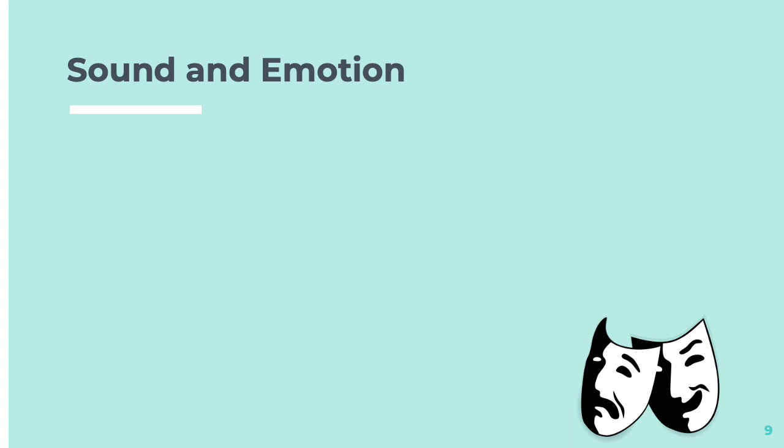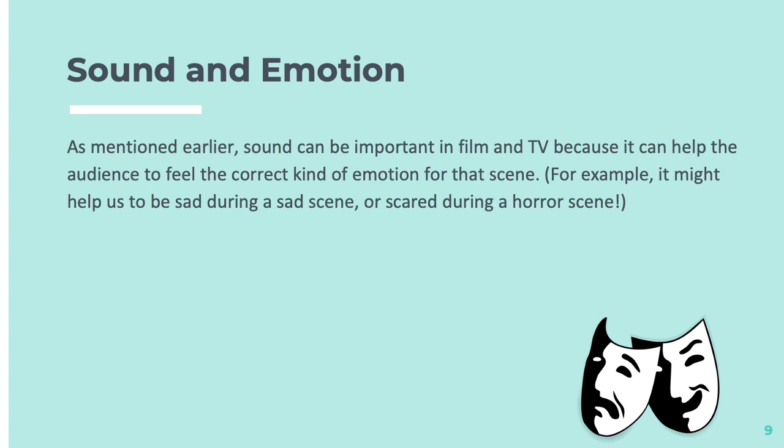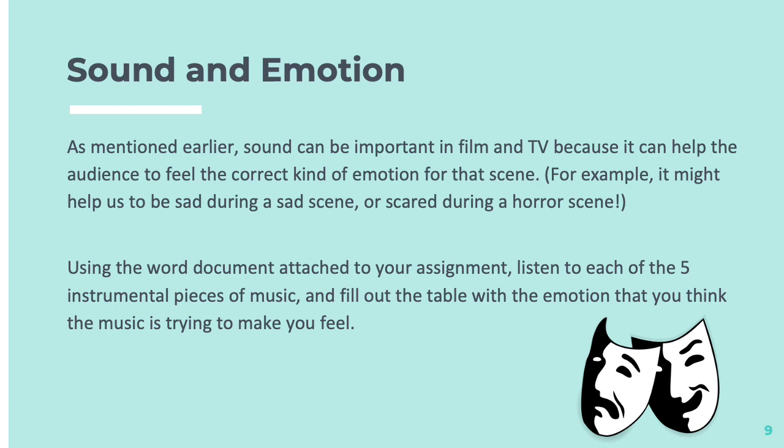Brilliant. Moving on then to think about sound and emotions. As we discussed earlier, sound can be important in film and TV because it can help the audience to feel the correct kind of emotion for that scene. For example, it might help us to know that we should feel sad during a sad scene or scared during a horror scene. Again, looking at the document that's attached to your assignment, you'll see that there are 5 YouTube links to different pieces of music, and what I'd like you to do is listen to each one and then fill out the table with what kind of emotion, what kind of feeling you think the music is trying to make you feel.